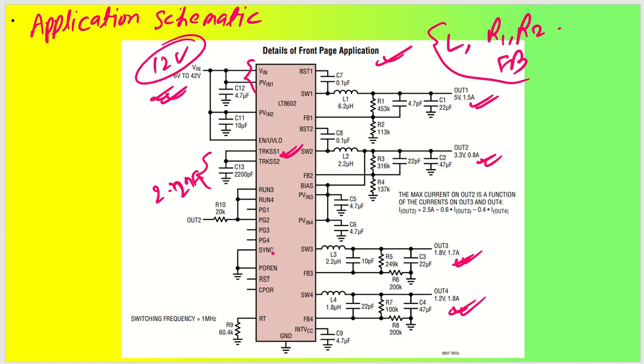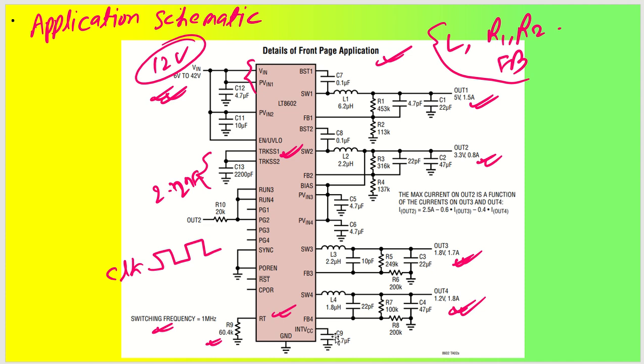Similar to that we have the sync pin. The sync pin is actually used to synchronize with a clock from the outside world. Suppose you have a clock signal from outside, from SoCs, or maybe you have some FPGAs, so that clock can be utilized. Otherwise there is an RT pin which will set the switching frequency for your IC. So for 60.4 kilo ohm it is going to set your switching frequency to 1 megahertz.